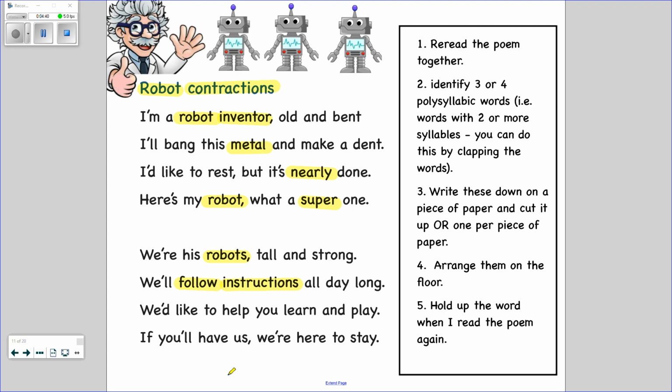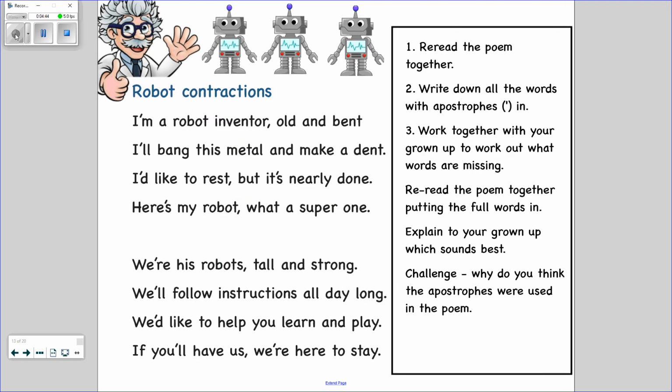Brilliant, Year 1. Really, really good. I hope you enjoyed that. Now we're on to your second task today. The poem that I wrote has been deliberately called Robot Contractions because contractions are words which are joined together by an apostrophe. Now the apostrophe looks like this, and it means that something is missing.